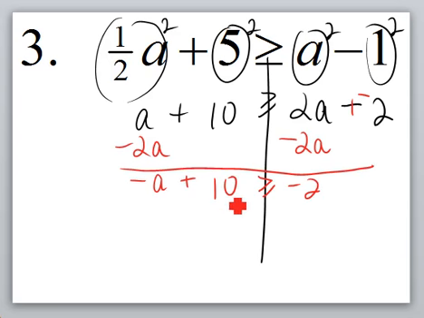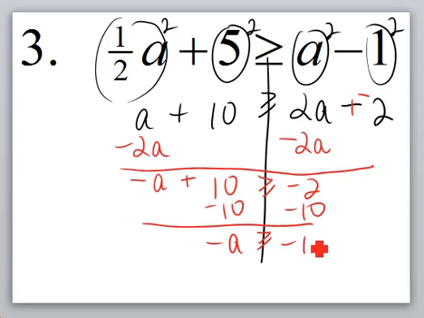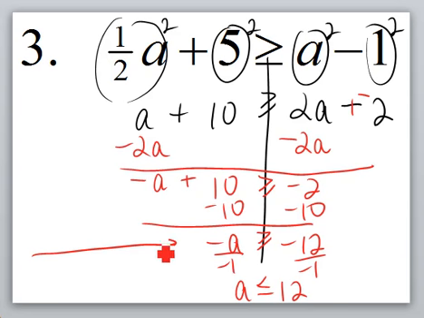So we're going to subtract 10 on both sides. We get negative a is greater than or equal to negative 12. Divide by negative 1. We're dividing by a negative on both sides, so that means I have to flip my sign. I'll place 12 on the number line, closed dot because it's less than or equal to, 13 on the right, 11 on the left, and I'll shade to the left.